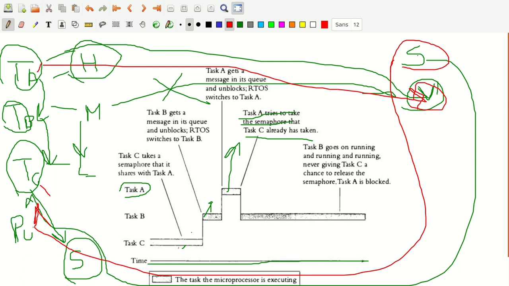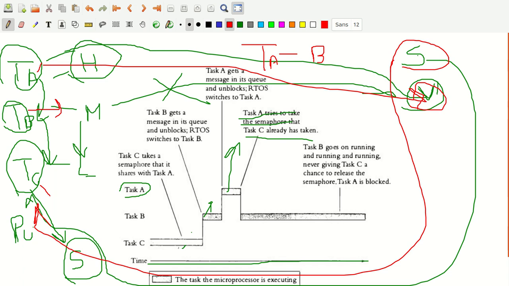Now task A goes into the blocking state. The scheduler puts task A in the blocking state. Now the RTOS just sees that among TB and TC, who has high priority? TB has high priority. Now TB is released from the ready state. It went to the ready state because task A preempted TB. Now TA goes to the blocking state.